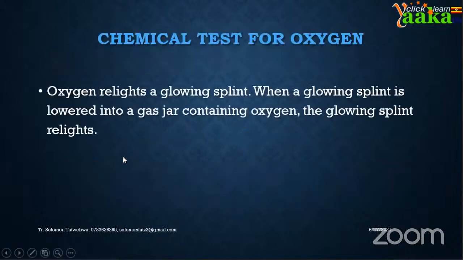Let's look at the chemical test for water. I mean for oxygen. And now water has caught my mind. The chemical test for oxygen. So here, the chemical test we use is a glowing splint, which relights once it is dipped in a gas jar containing oxygen. Now, this is what we mean.